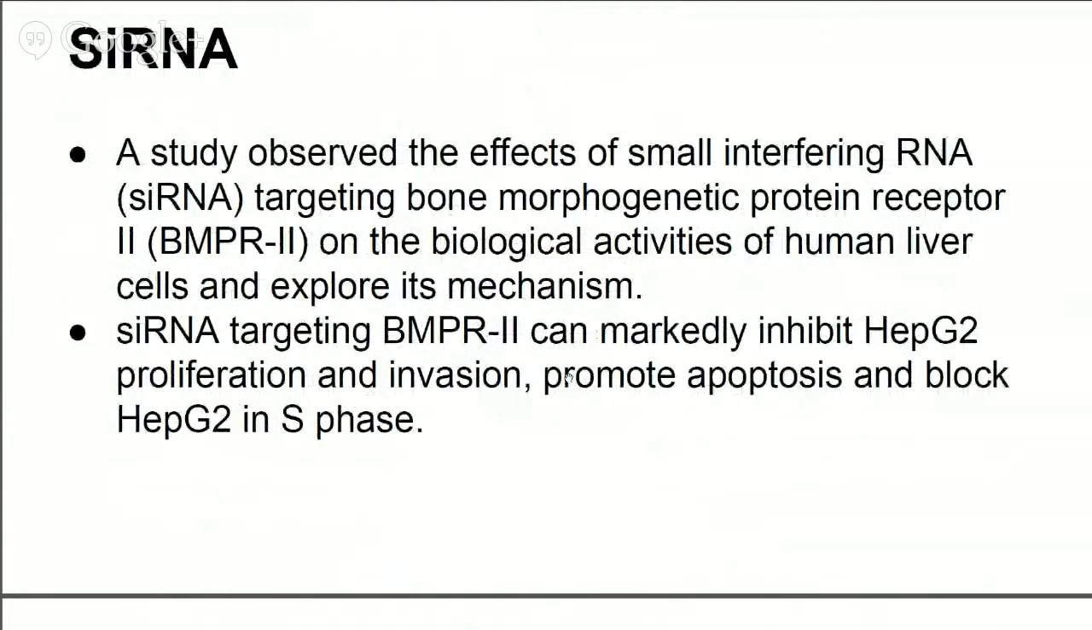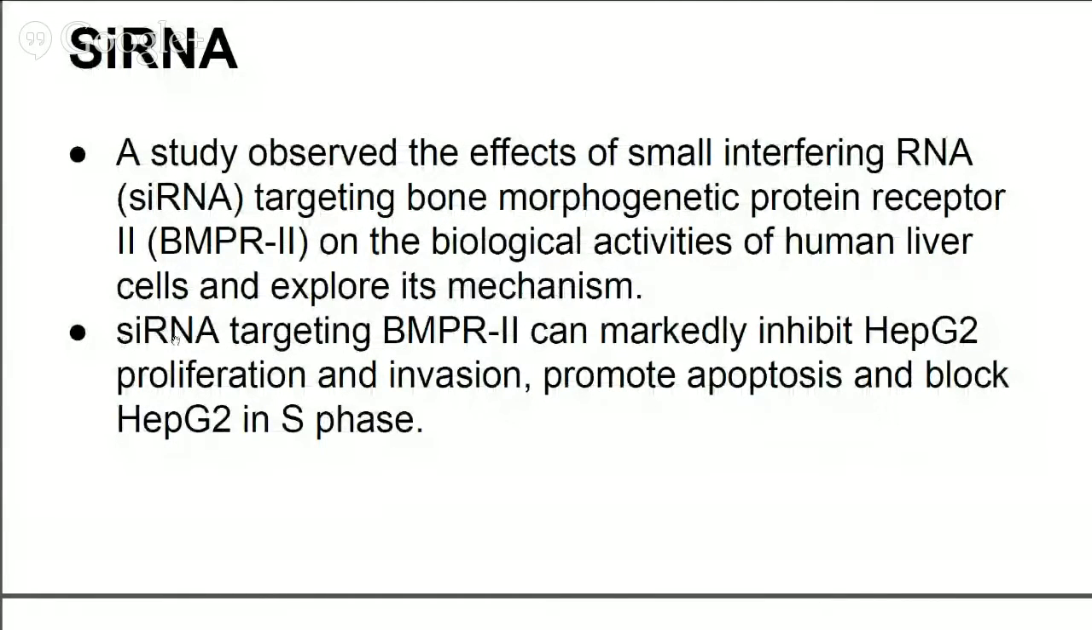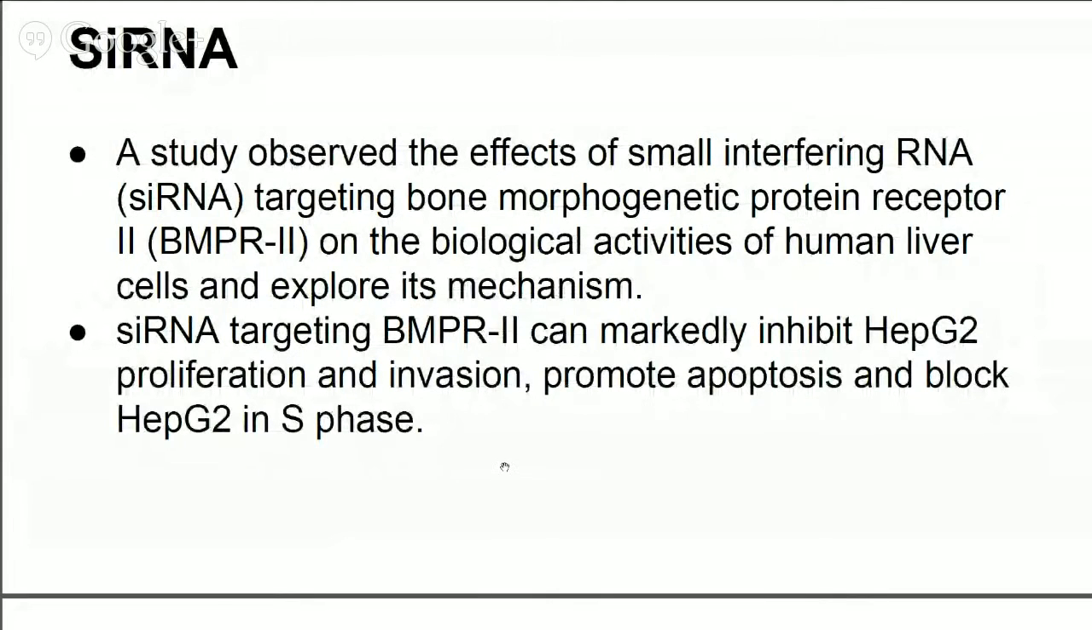There was a study on siRNA, and it observed the effects of small interfering RNA, siRNA, targeting bone morphogenetic protein receptor 2, BMPR2, on the biological activities of human liver cells and explored its mechanism. BMPR2 is critical to the growth, proliferation and invasion of cancer cells. So what they did was they used siRNA to target this receptor, and they found that it inhibited HEPG2 proliferation and invasion and actually promoted apoptosis and blocked HEPG2 in the S phase.